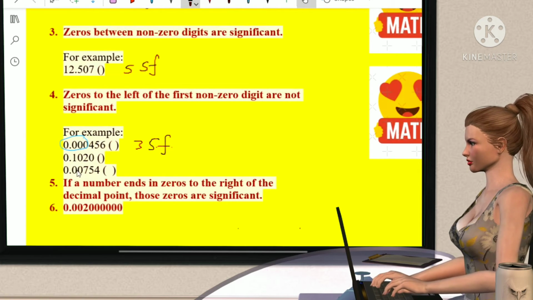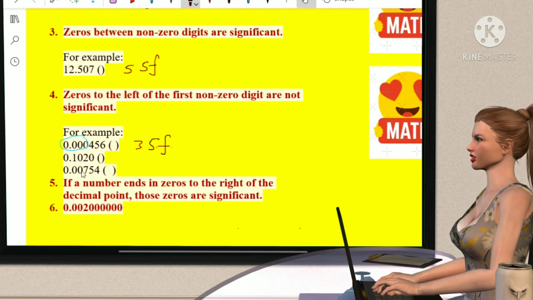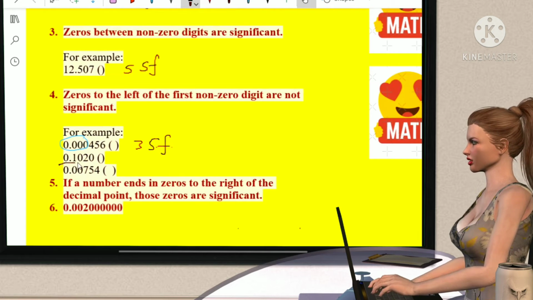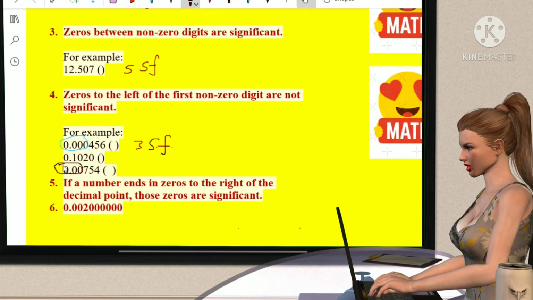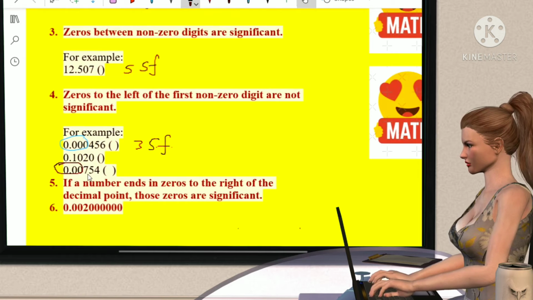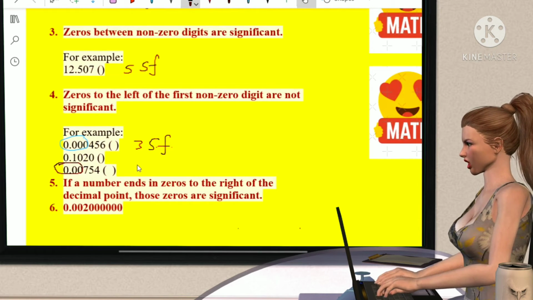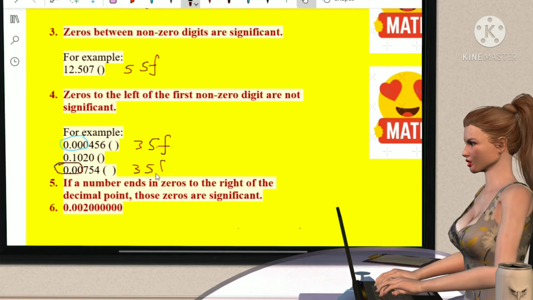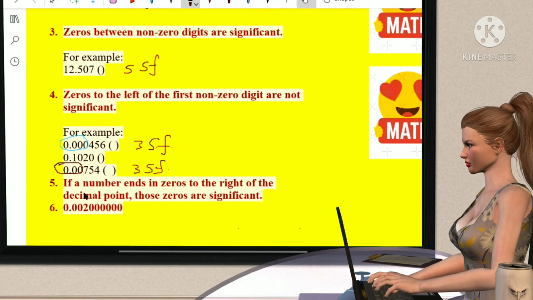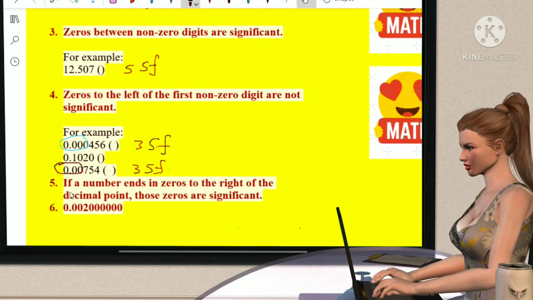Let us look at 0.00754. Those zeros that are to the left of the first significant figure are not significant. So the significant figures in this are the 7, the 5, and 4. So you have 3 significant figures.